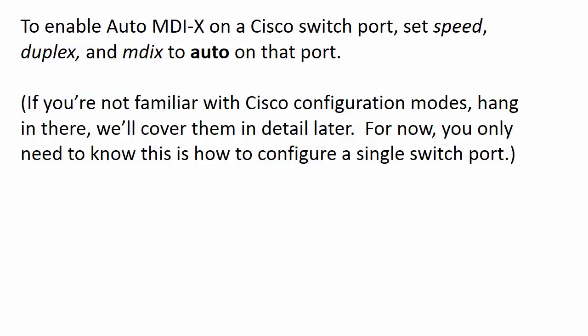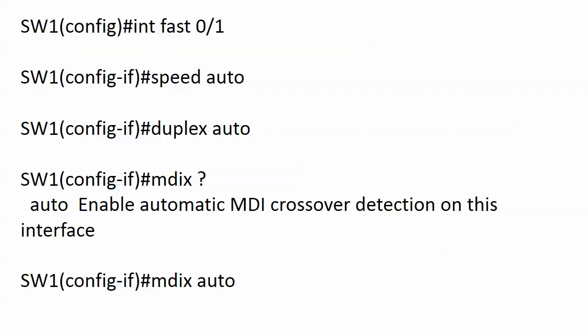To enable Auto MDIX on a Cisco switch port, and not all models run it, but if it does, then you need to set 3 things to auto on the port that you want to run MDIX on: speed, duplex, and MDIX. And I'm going to show you the config in a moment. If you're not familiar with Cisco config modes, hang in there, because we're going to cover them in detail later. We're going to be on live Cisco routers and switches, but I just want to show you this one on the board because it's how to configure a single switch port.